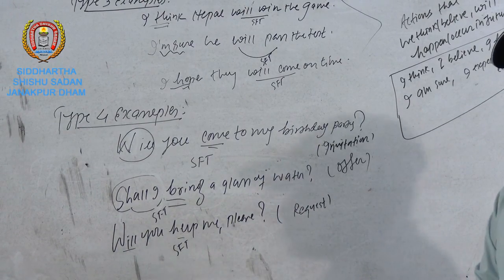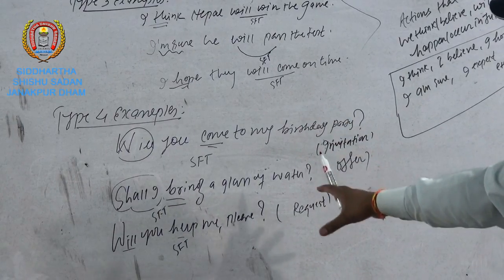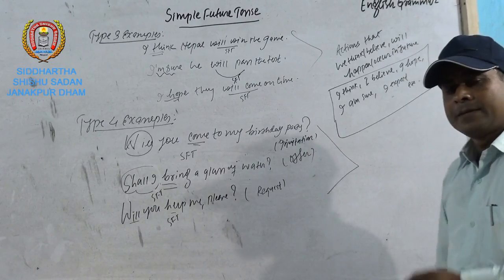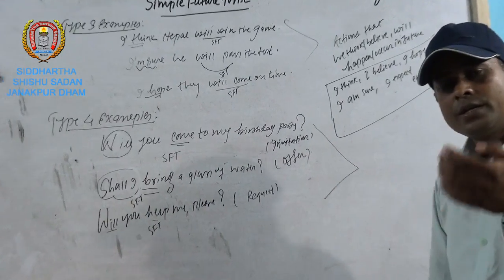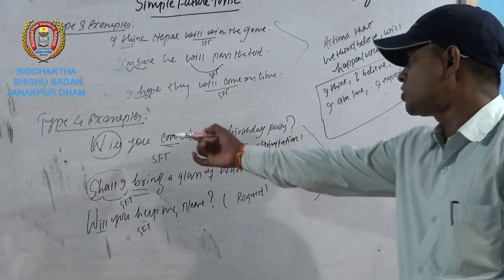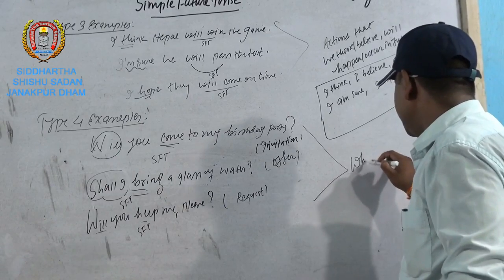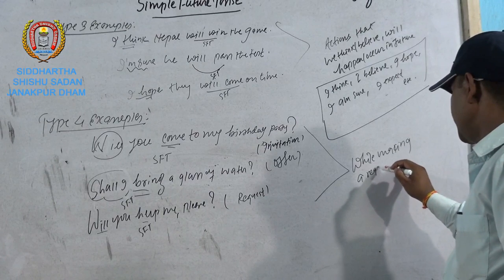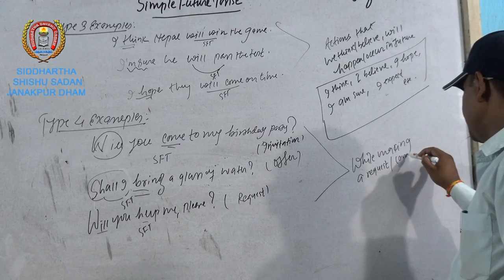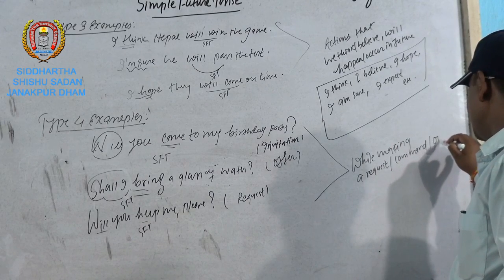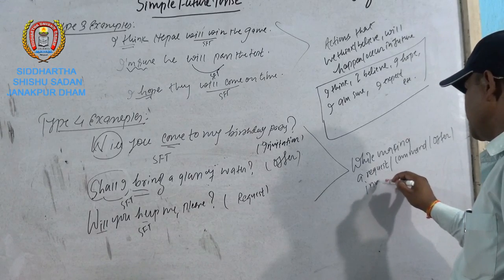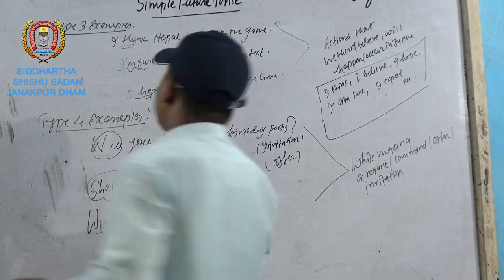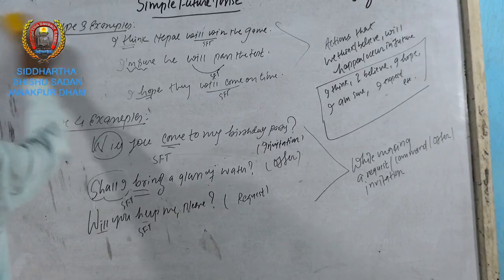So dear students, what's the conclusion after studying these examples? While making a request, offer, invitation or command, we use simple future tense. That's the answer. While making a request, command, offer or invitation, we use simple future tense. Okay, now let's move ahead.